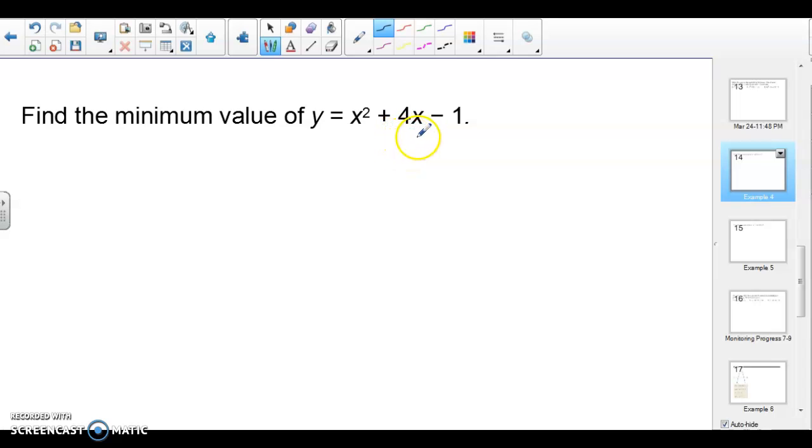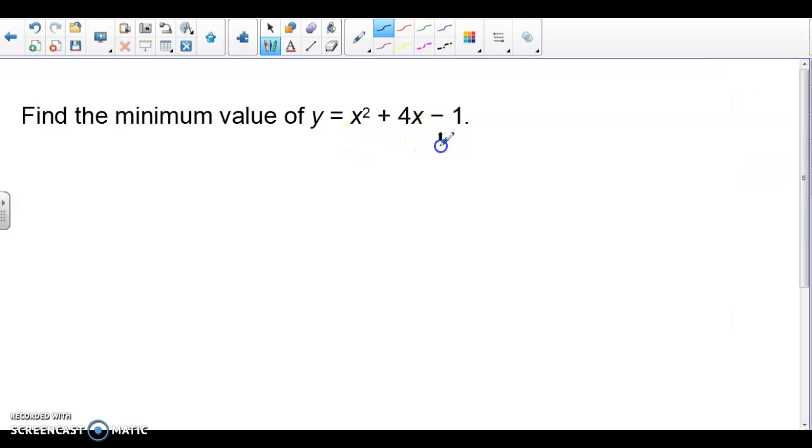The first thing we need, obviously, is to get it to be x squared plus bx. So the first thing we're going to do is add 1 to both sides. Now we're not solving. Notice there's a y here, so we're not solving this. We're just going to have, on this side, y plus 1 equals x squared plus 4x.